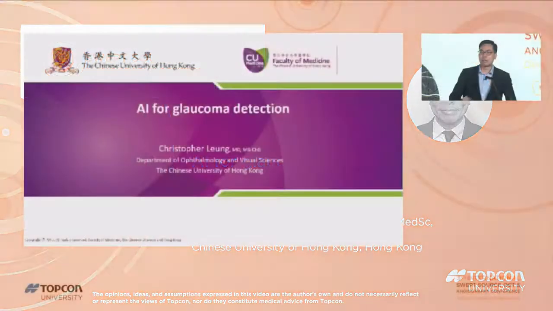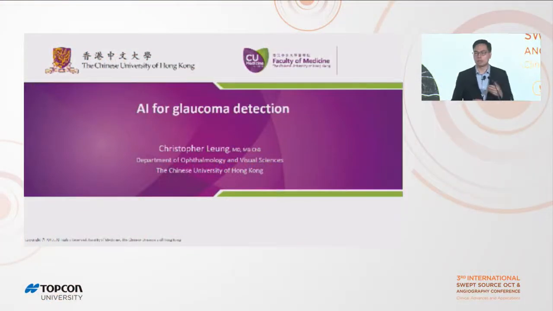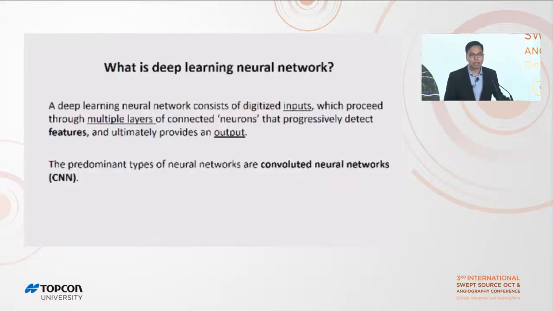I'll address some of the limitations that we need to be aware of when we interpret data from these AI-based studies. So we learned a lot about deep learning this afternoon and why it is deep. It is deep because it involves multiple layers. And the concept of neural network here is about inputs, outputs, and the multiple layers in the neural network, which are used to identify and detect features.